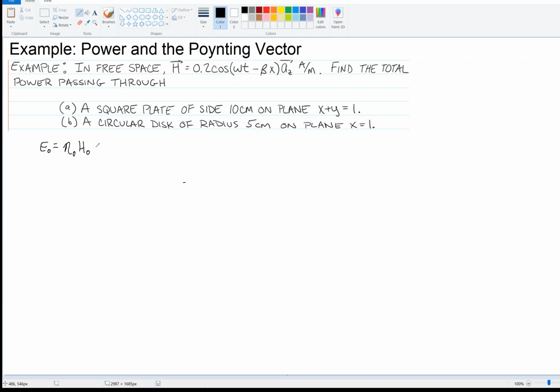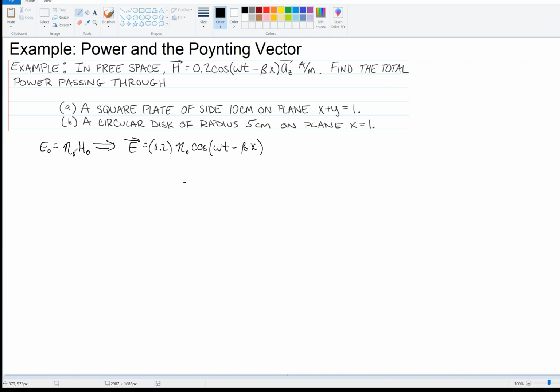So that means that the electric field and the magnetic field are in phase with one another. So this implies then, being that eta 0 is purely real, we can just say that the electric field is 0.2, which is the amplitude of the magnetic field, times eta 0 times the cosine of omega t minus beta z. Okay, we have to talk about, not beta z, excuse me, beta x. We have to talk about the direction of the electric field.